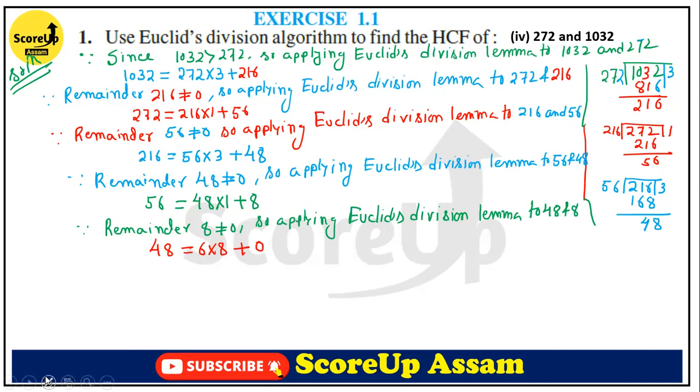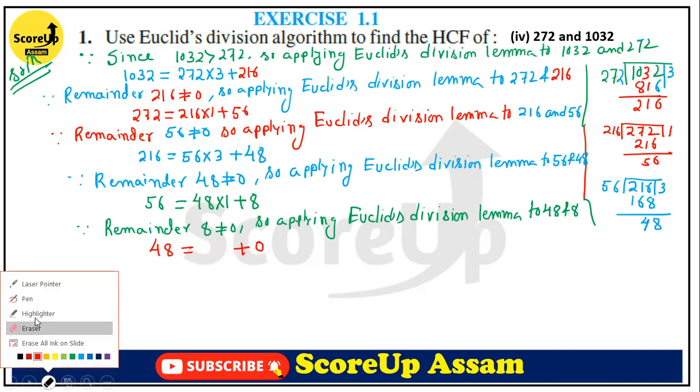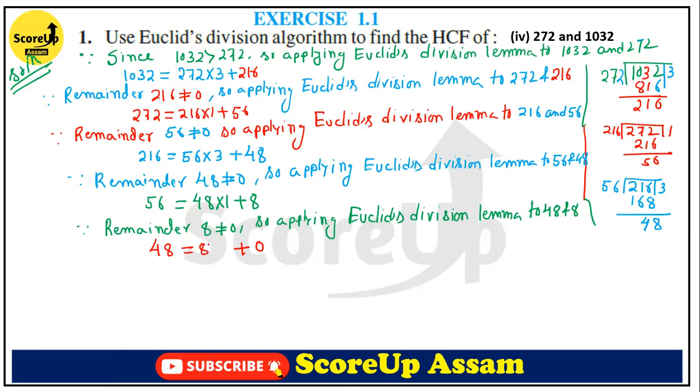Sorry, you should write it like this. You should first write the divisor, right? 48 is equal to 8 into 6. Because if you divide 48 by 8, the remainder will be 0. So that means 48 is equal to 8 into 6 plus 0. Now here the remainder is 0. Since the remainder is 0, we should stop here.